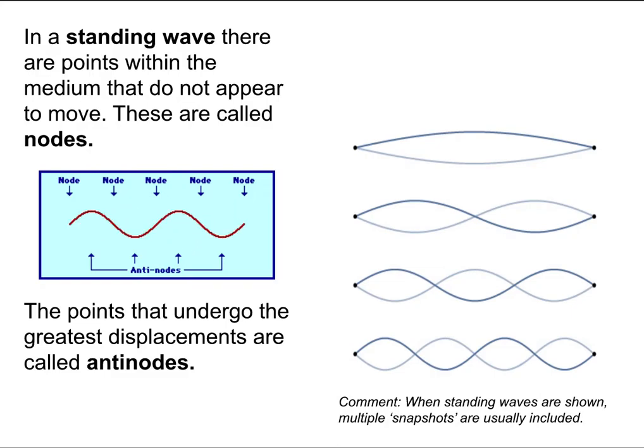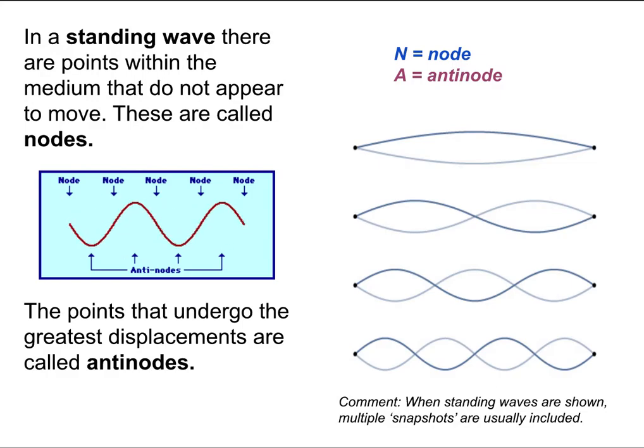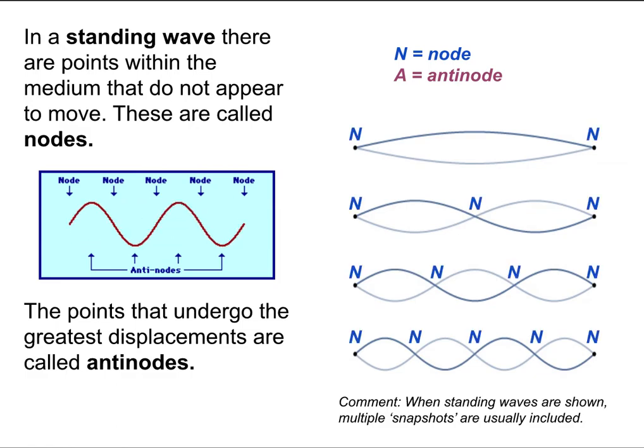So very often when we draw these standing waves, we show a couple of snapshots so that we can see not only this moment in the wave, but also this moment. It just helps us see the whole wave. But the darker line would represent one particular moment. I'm going to use N to stand for a node and A to stand for an antinode. So our nodes are places where there is no motion in the wave.